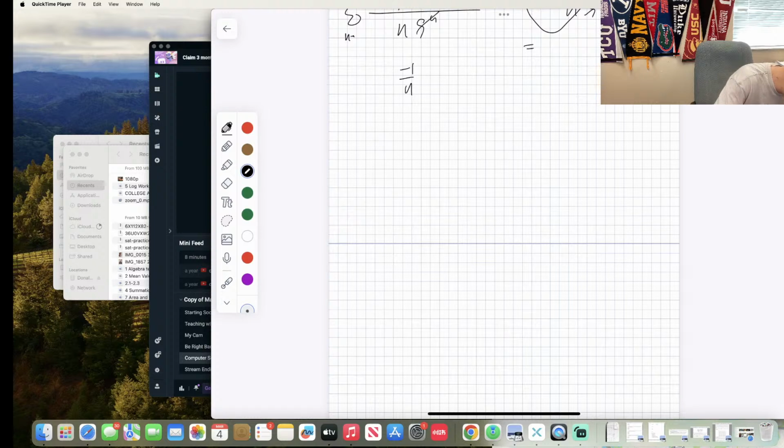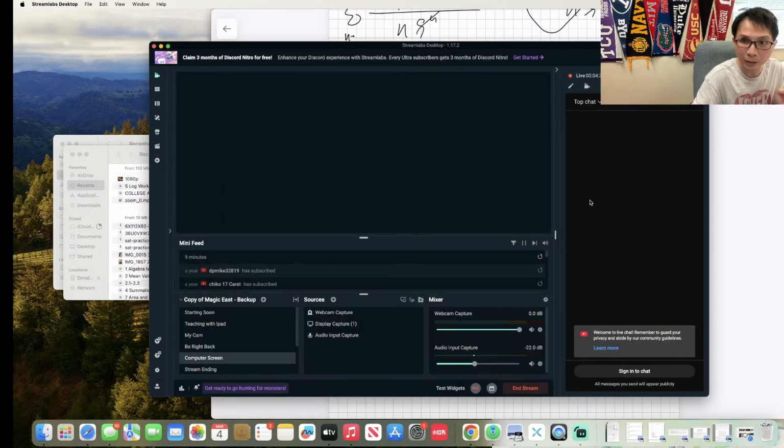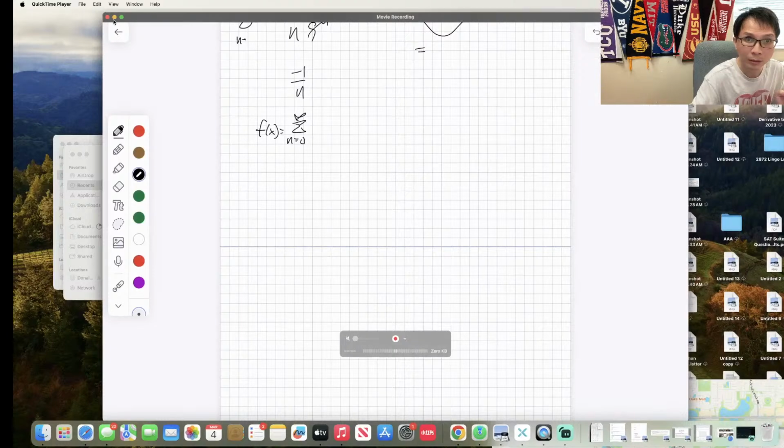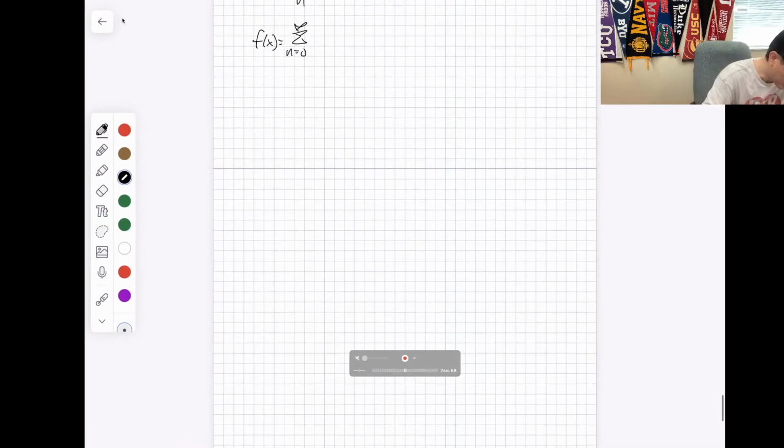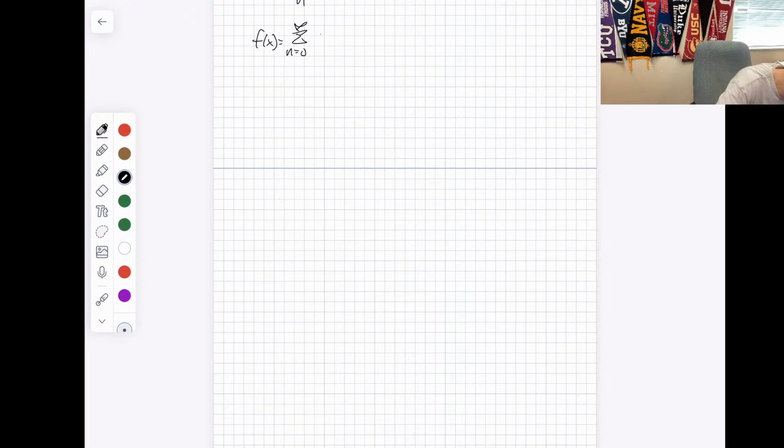we say if f of x is equal to the summation of n equals 0 to infinity, sorry, if the power series is a sub n times x minus c to the n, then f prime of x is equal to what? Summation of n equals 1 to infinity of n times a sub n times x minus c to the n minus 1. Is this okay?